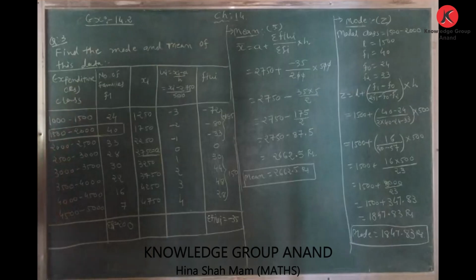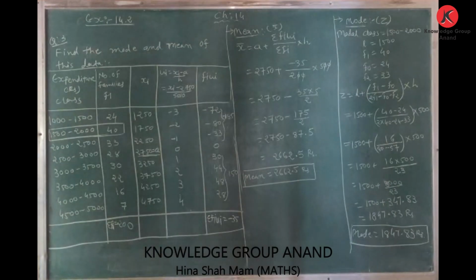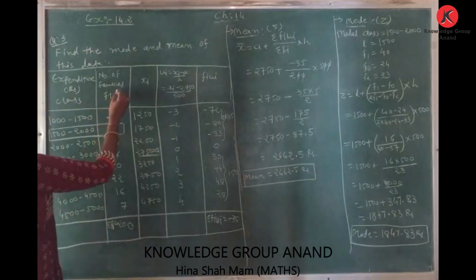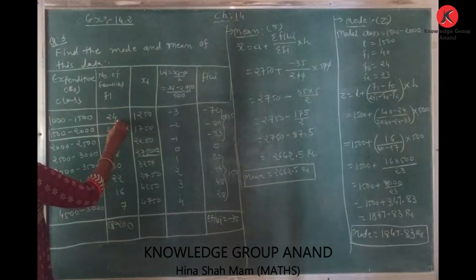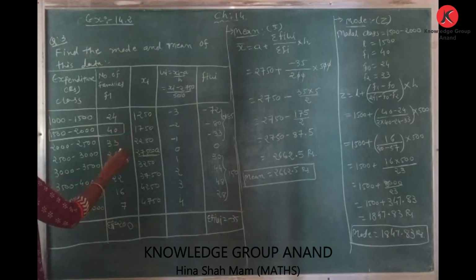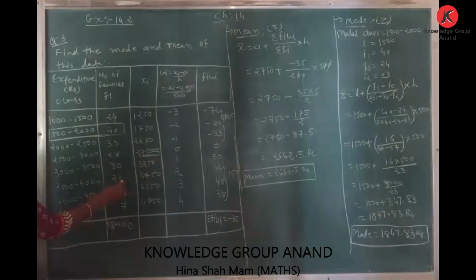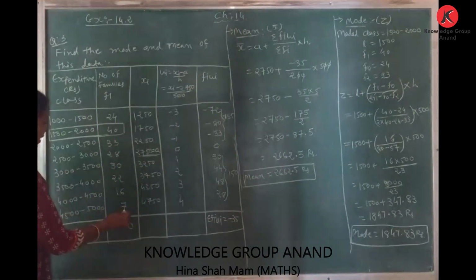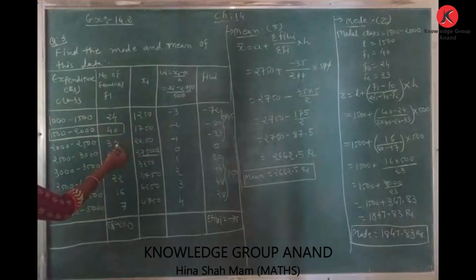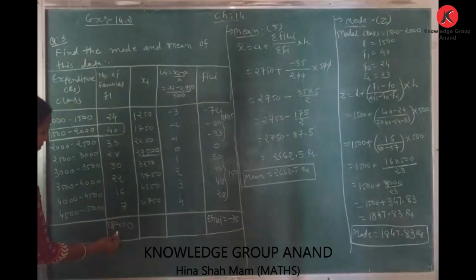In all classes the size is equal to 500. Number of families, Fi: 24, 40, 33, 28, 30, 22, 60 and 7. Sum of frequency, sigma Fi, is equal to 200.